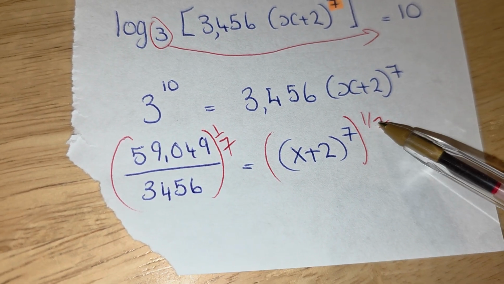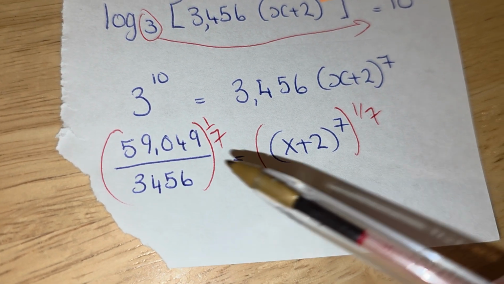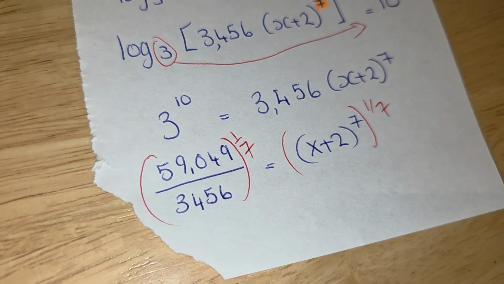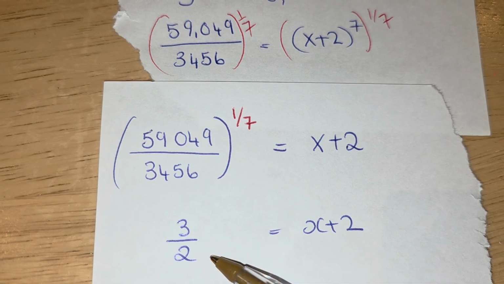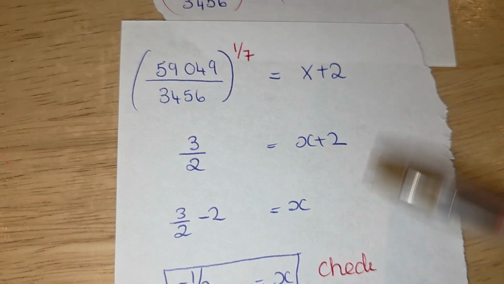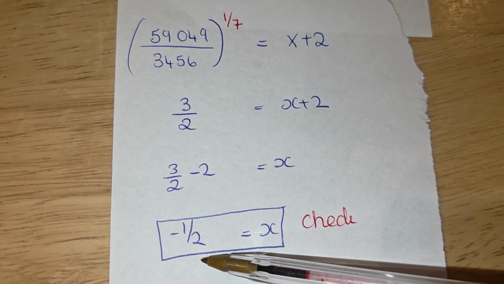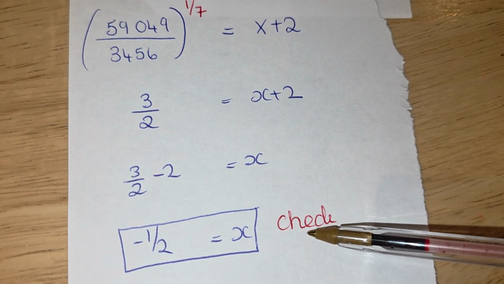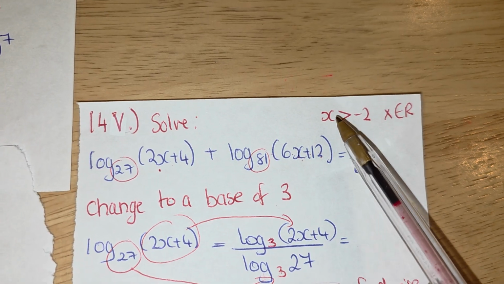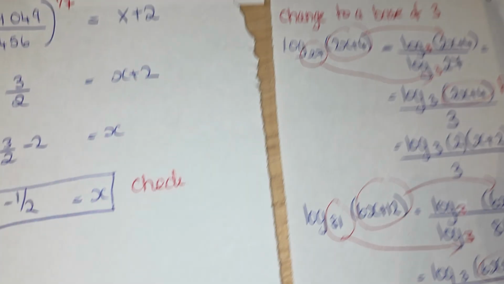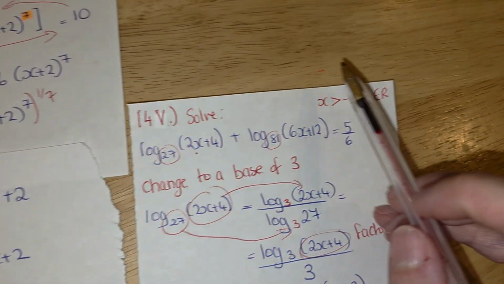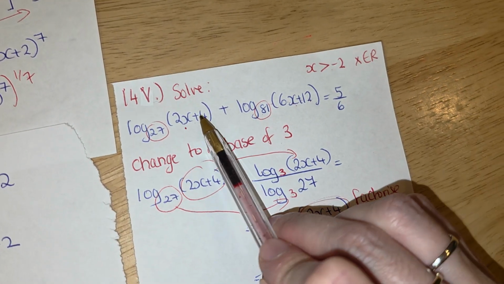Power to a power means we multiply, so that will then just leave me with x plus 2. And you can put that into your calculator and put it to the power of 1/7. And you'll get back 3/2, or 1.5 as a decimal. Bring over the 2 and subtract it, and you will get x is equal to -1/2. You can then check if that's correct by subbing it back into the original equation. And remember, they had told us that x has to be greater than -2. Well, -1/2 is greater than -2. It's a larger number. So that's correct, but you do have to check, does it actually solve the equation?